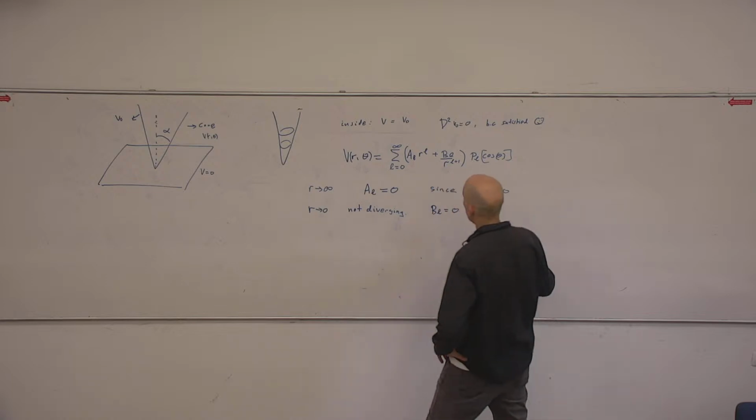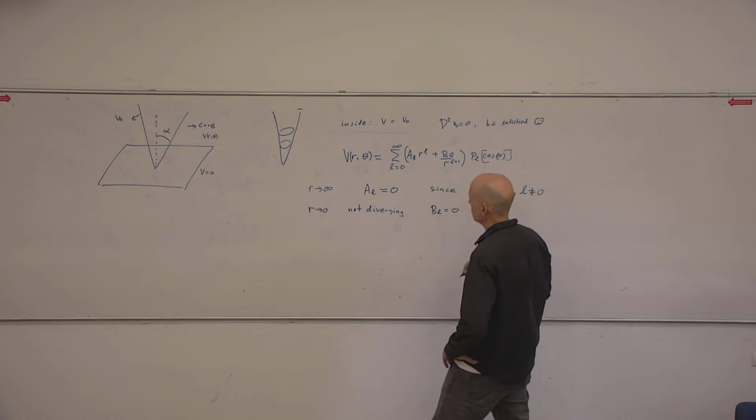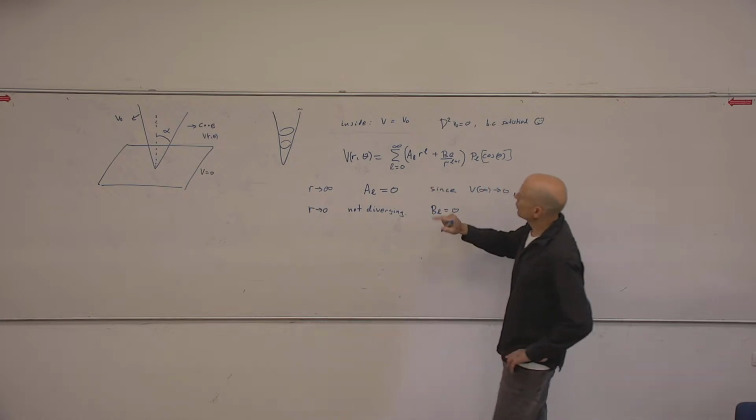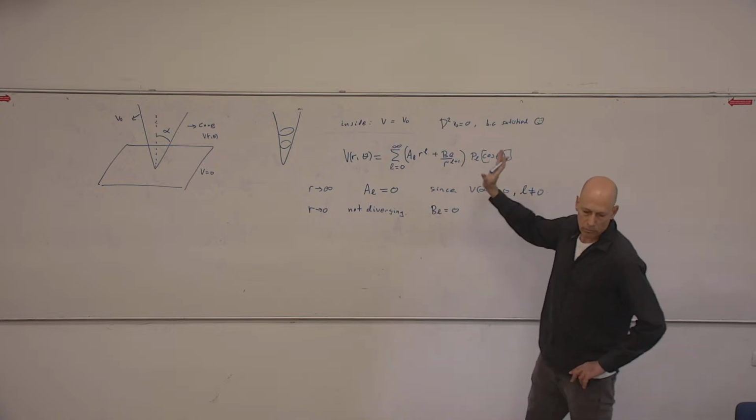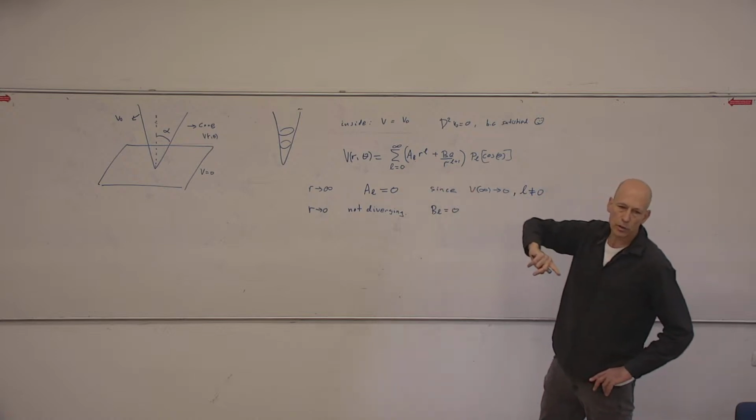Okay, so sorry, I made one mistake here. L is not zero. L equals 0 is not a problem. Why do we say it's not a problem? It doesn't diverge at infinity and it doesn't diverge at 0.